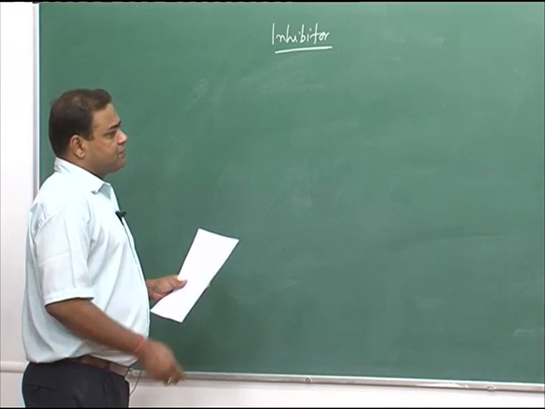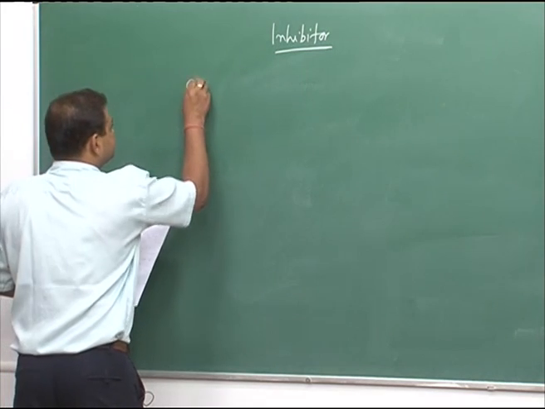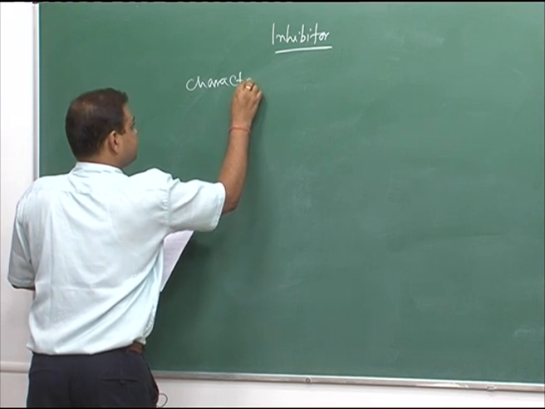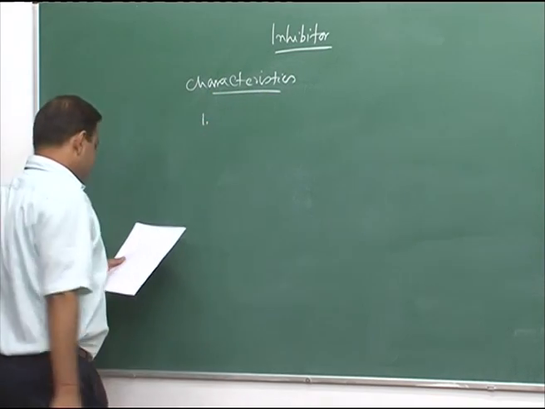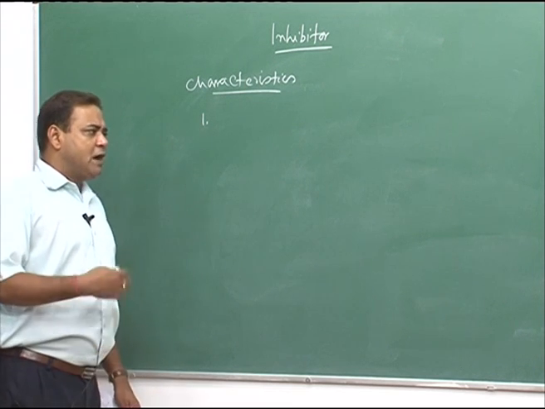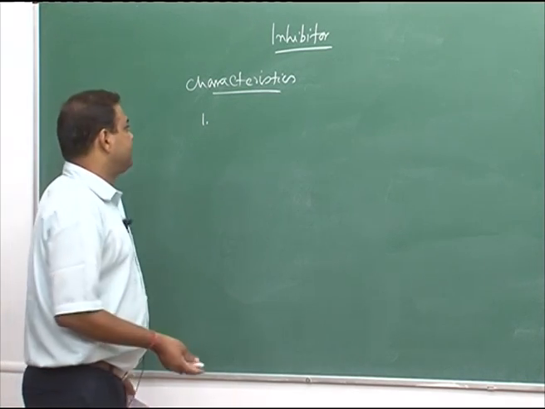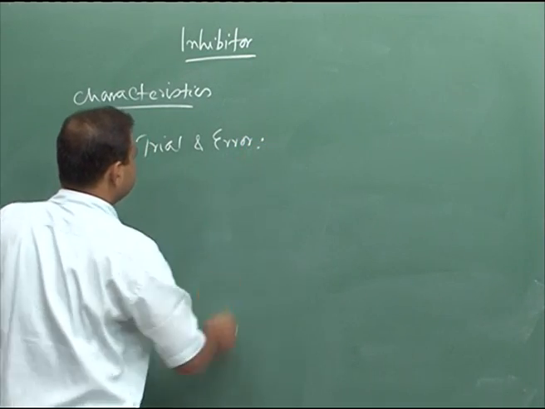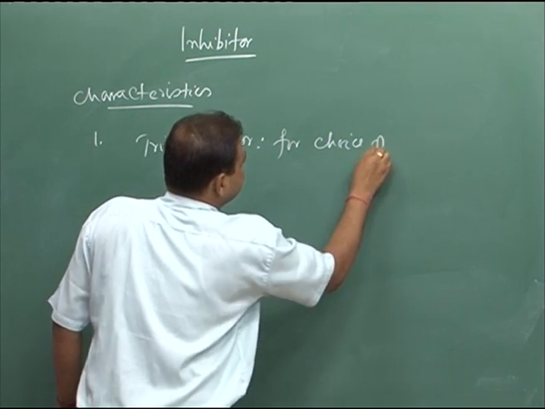So, the main characteristics of inhibitors, let us see what the characteristics are. One is, in most situations, if we think of having an inhibitor in the system, the choice of the inhibitor is done through a trial and error method.